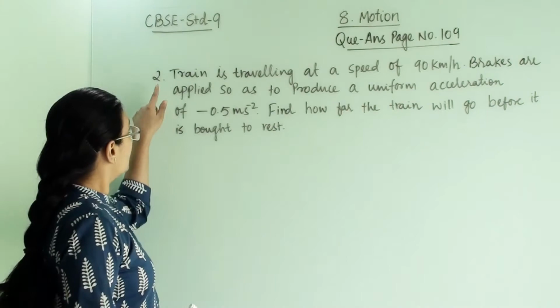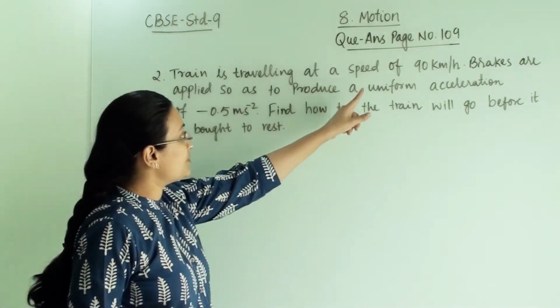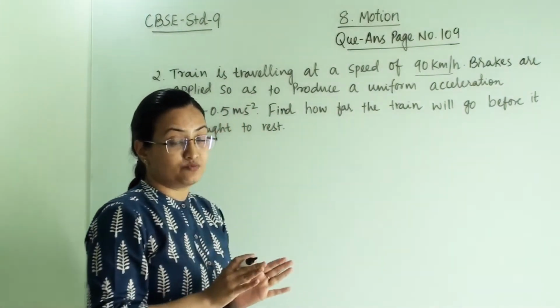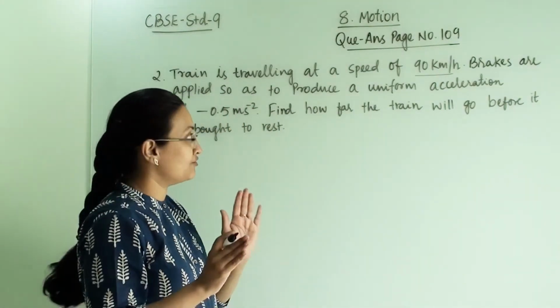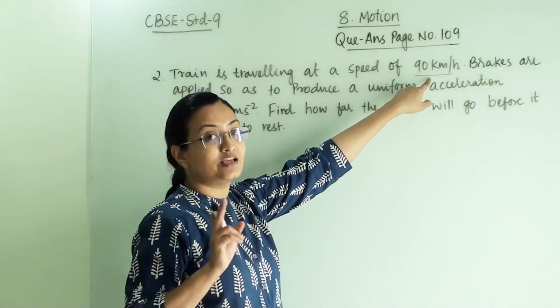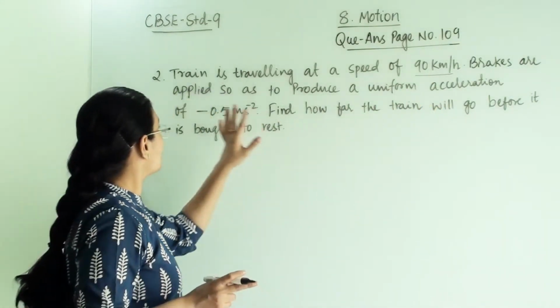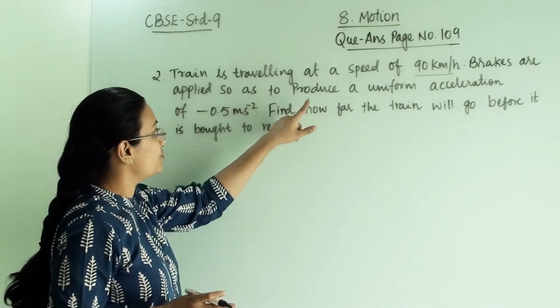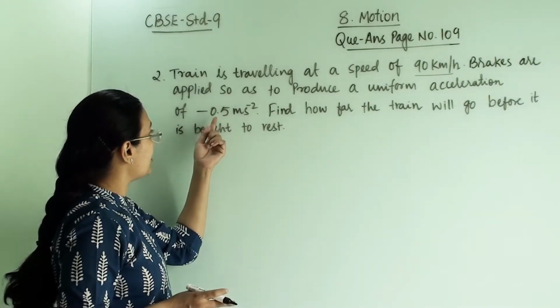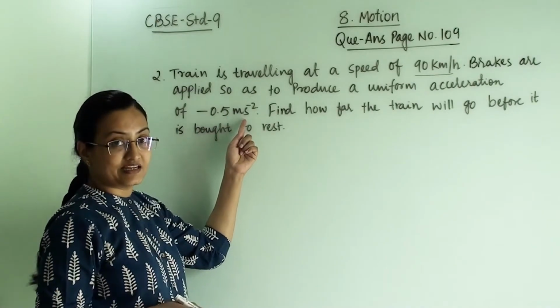Second numerical. A train is traveling at a speed of 90 km per hour. The train was not at a resting position; it was traveling from the first onwards, so this is going to be its initial speed. Brakes are applied so as to produce a uniform acceleration of minus 0.5 meter per second square.